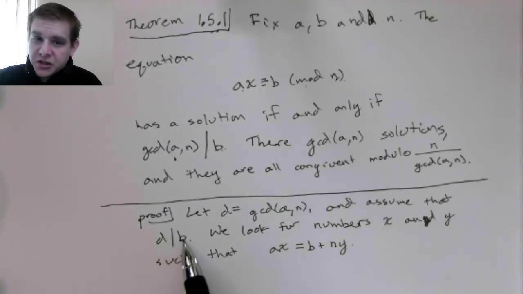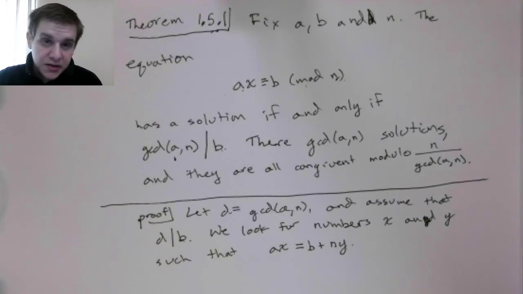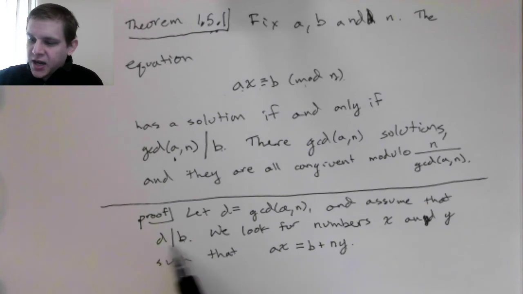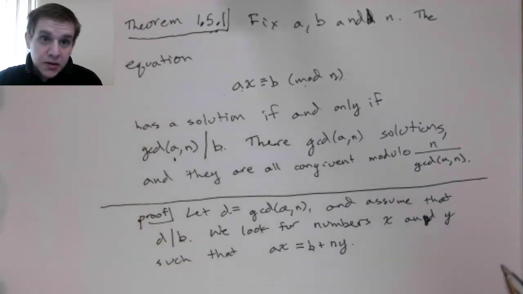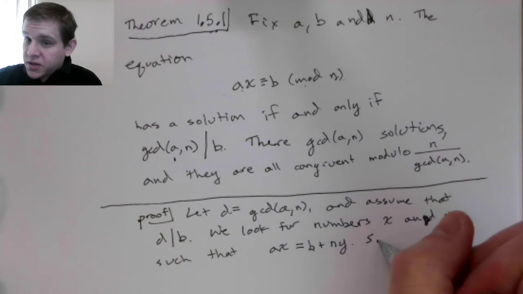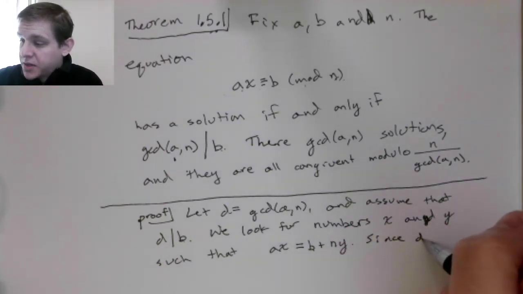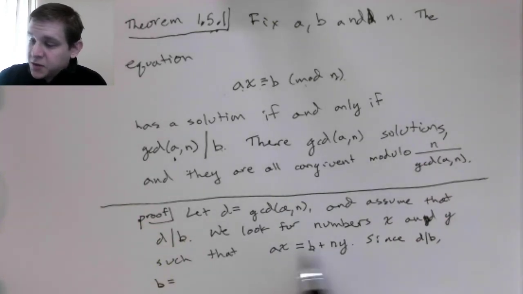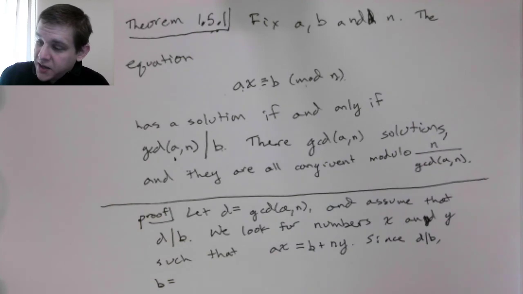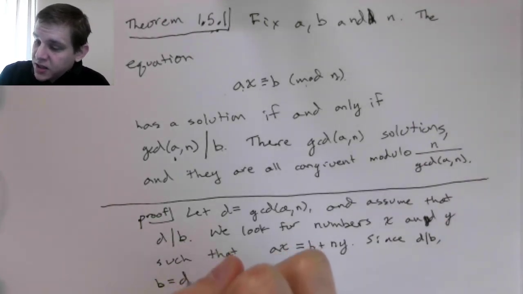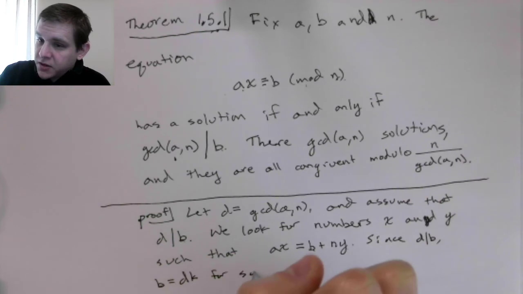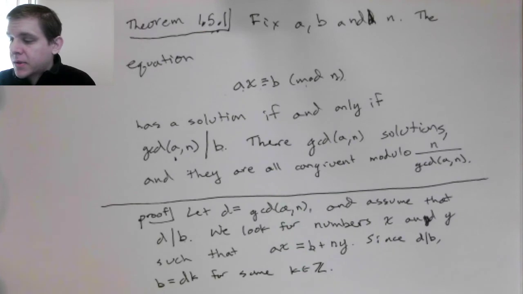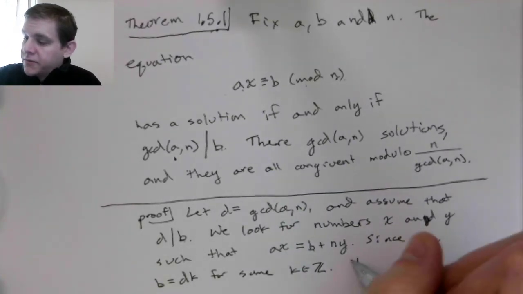So now I want to use this condition and plug it in here. You have conditions, you want to see how you can use them. So I see that I have that D divides B. I see B appearing here, so I can certainly plug in that condition. So since D divides B, B is equal to, well, let's look at what variables we have. We don't have a K or L, so I'll use a K here. B is equal to D times K for some integer K.